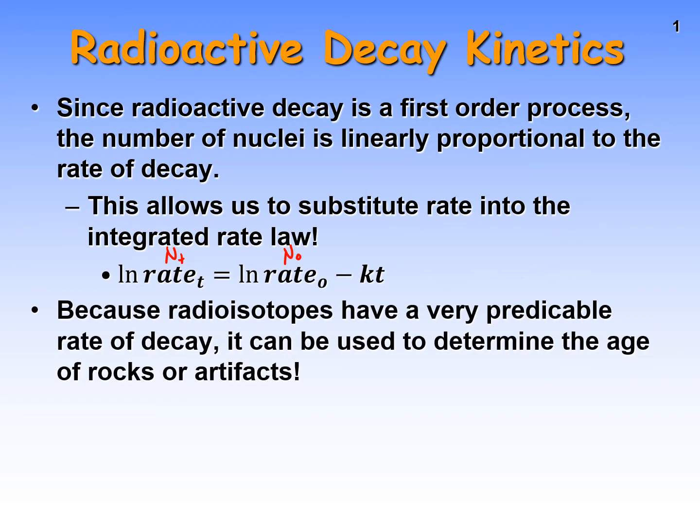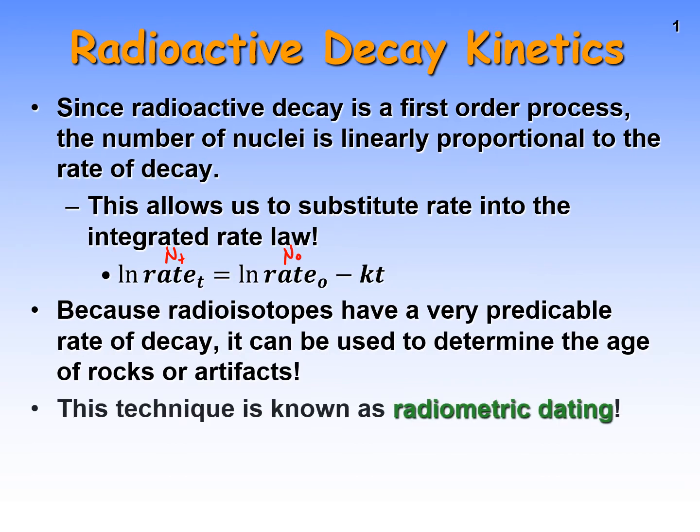Because of this very predictable rate of decay, we can use the integrated rate law and first-order kinetics to calculate the age of rocks and artifacts. This is typically known as radiometric dating, and if you heard a couple years back, they actually dated the Shroud of Turin and determined its age by using what's known as carbon-14 dating. There's also uranium-238 dating, which is pretty cool. And we're going to talk a little bit about radiometric dating in this lecture video. All right.